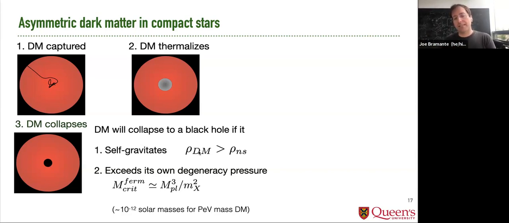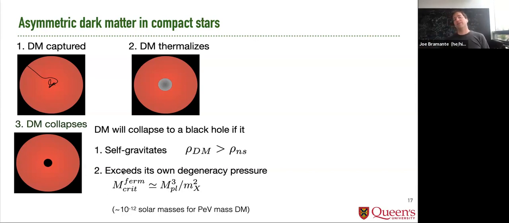But if you require that the density of dark matter in that ball exceeds the neutron star density, this is one way to ensure that it will begin collapsing. You can then go do detailed calculations to make sure it can lose enough energy to become arbitrarily small. And then you need to also make sure that it could exceed its own degeneracy pressure.